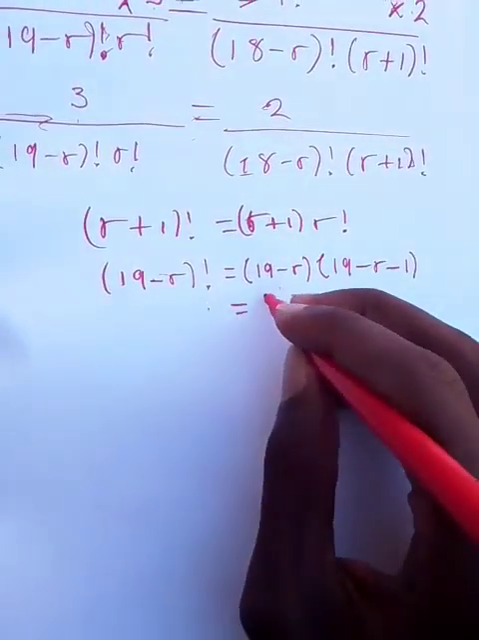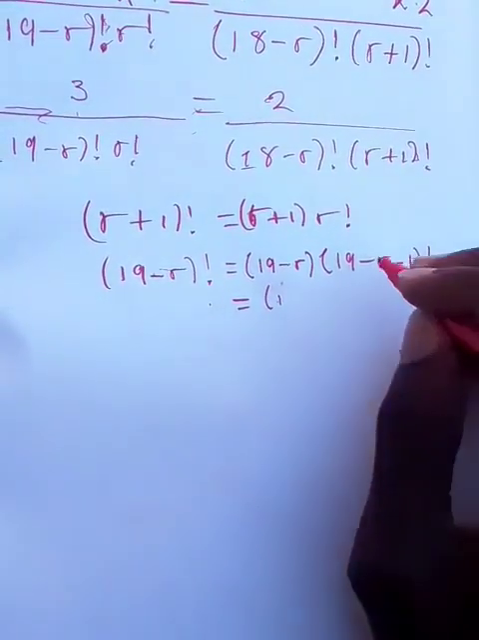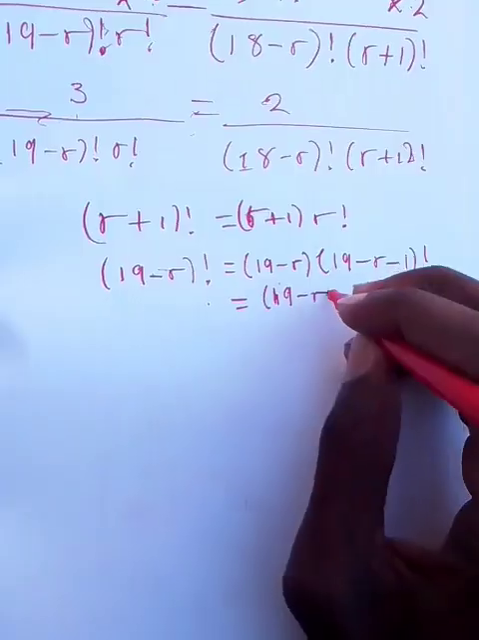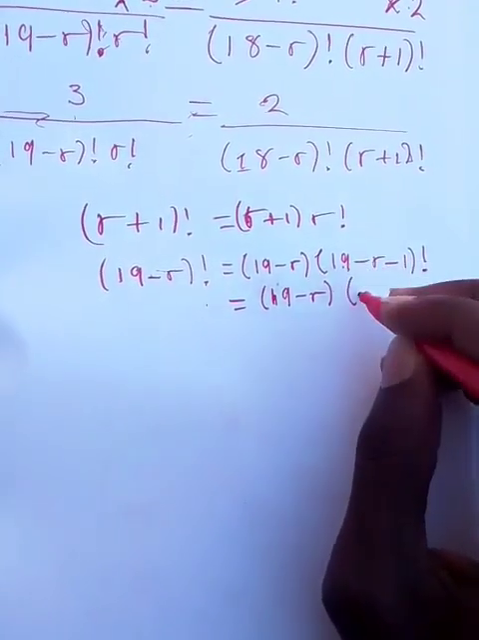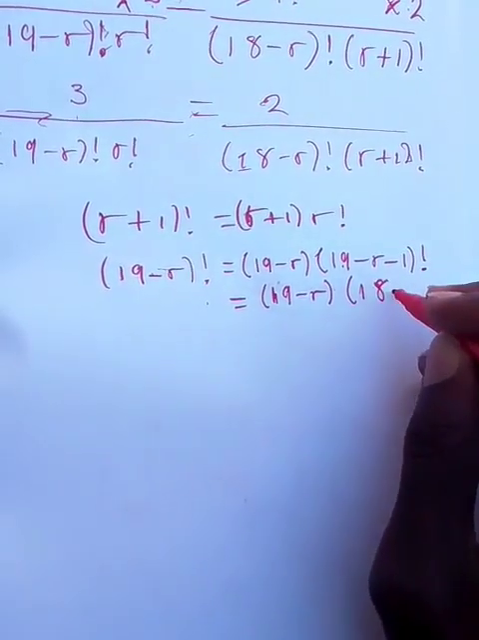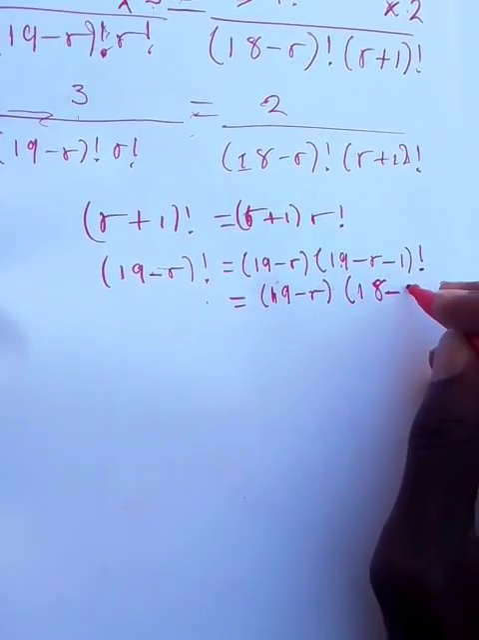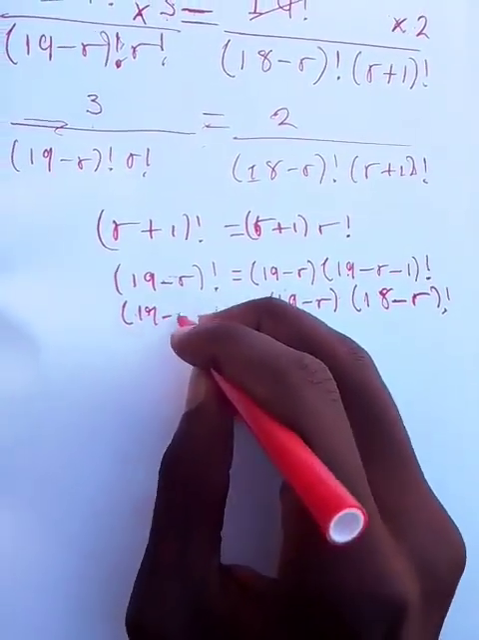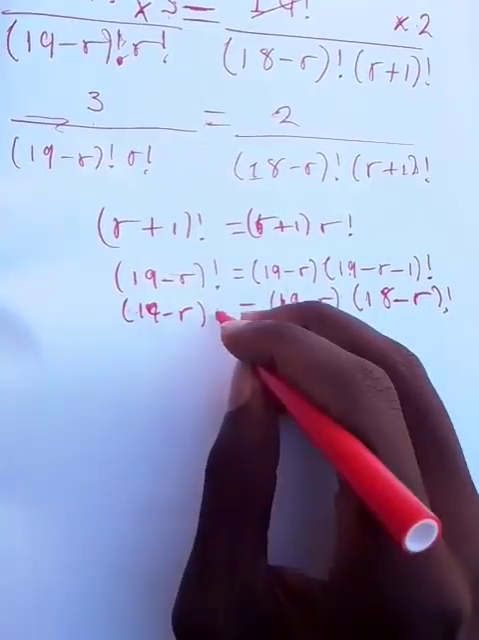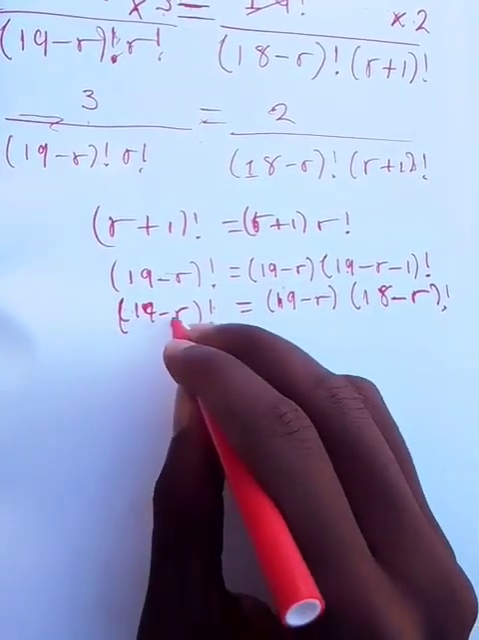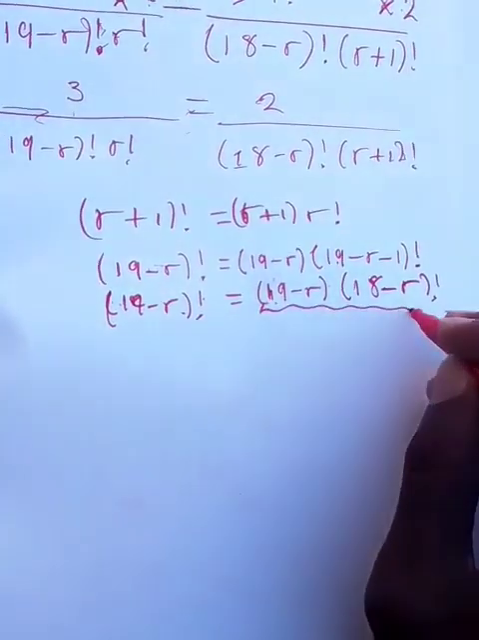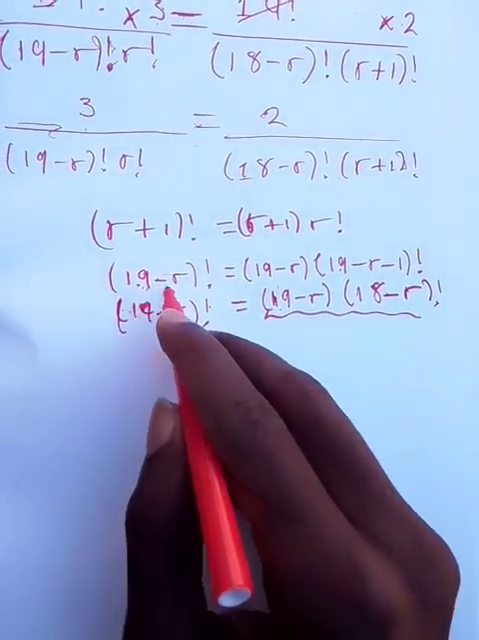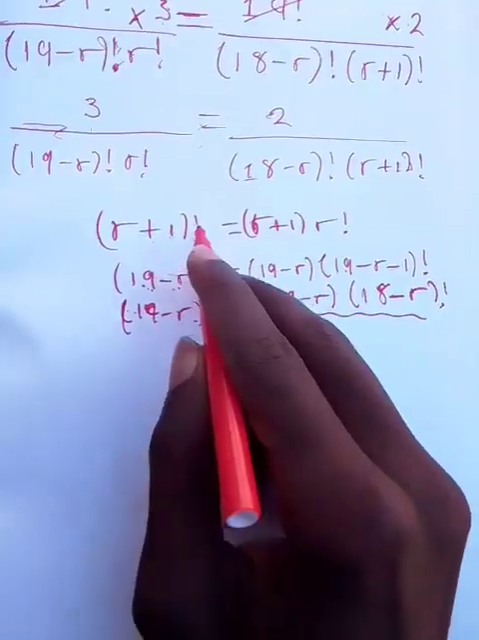What do you think this is going to give me? Actually, the one that's found at the end should carry the exclamation mark symbol. So I'm going to have 19 minus r. This is going to give me what? 18 minus r, right? Factorial. So basically 19 minus r factorial, where there is 19 minus r factorial, we can also write this one. Okay, it's not a crime. Even where there is r plus 1 factorial, I can write this.